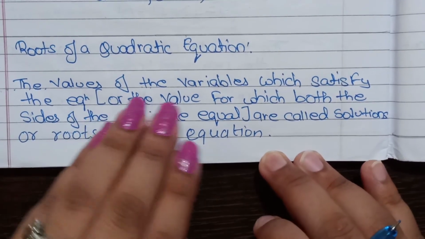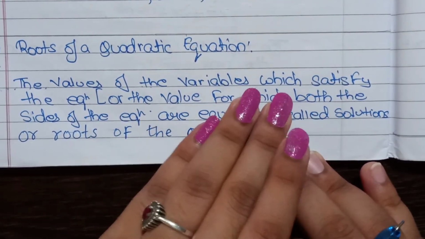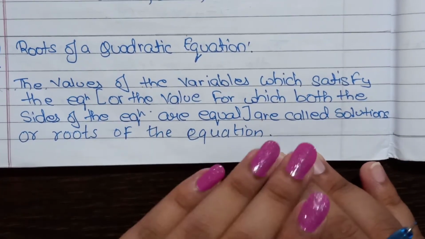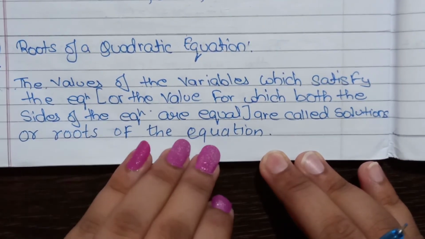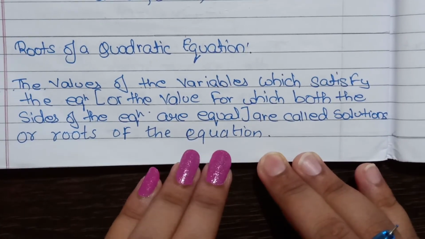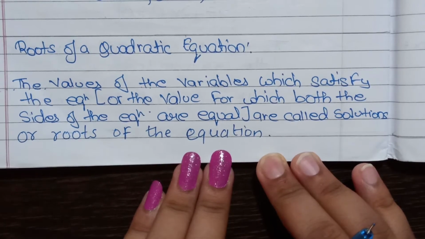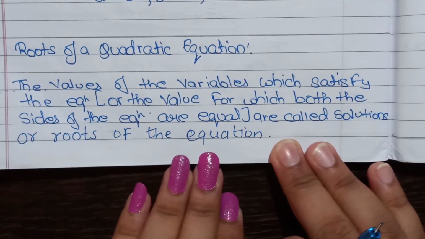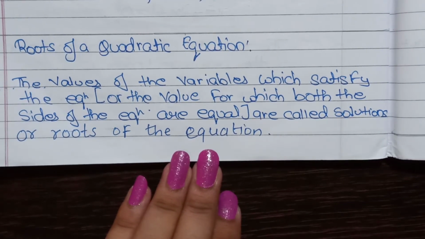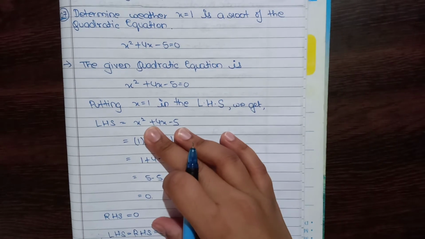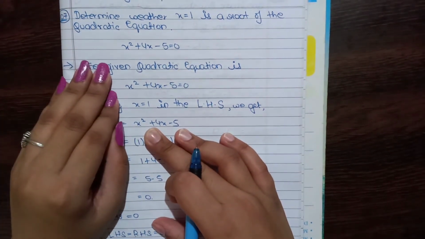The values of the variable which satisfy the equation, or the value for which both the sides of the equation are equal, are called the solution or the root of the equation. So I know you haven't understood this. So let's solve some examples so that you will understand these terms. So here I am having an example of root equation. So how can we find this root?